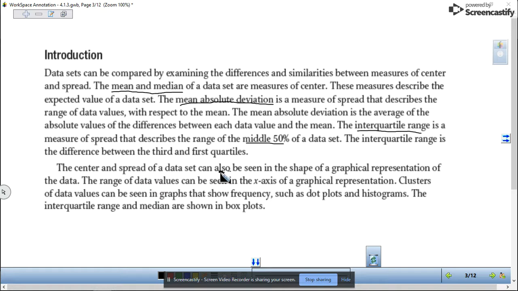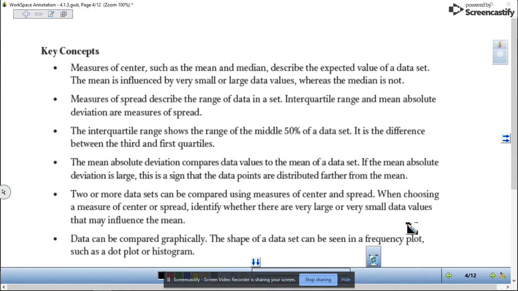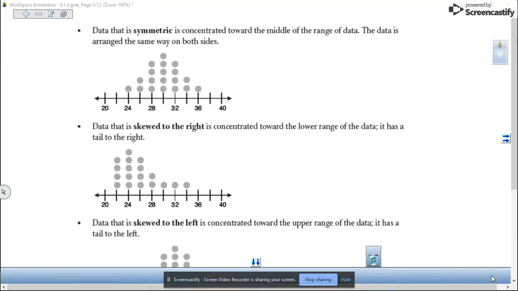The center and spread of a data set can also be seen in the shape of its graphical representation. We talked about that a little bit, but we'll go into a little more detail on that. It can also be shown in box plots where you're looking at the range and the medians. All right, so there's some key concepts. Pause this and read these, but they restate some of the stuff that we already said. Basically, remember you want to look for outliers. The mean is influenced by very small or very large data values, whereas the median is not. So we talked about that as well.